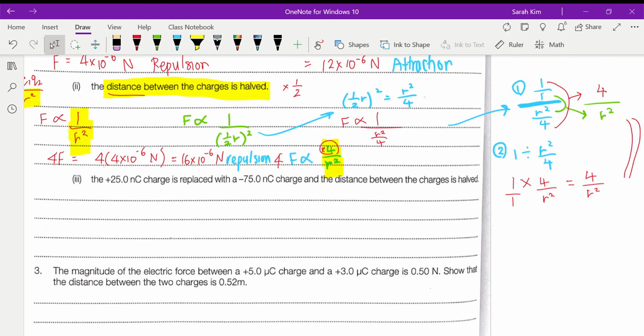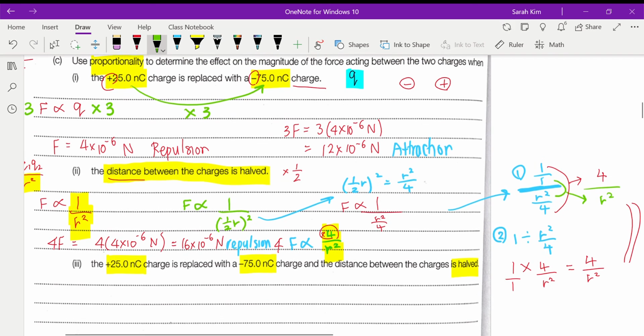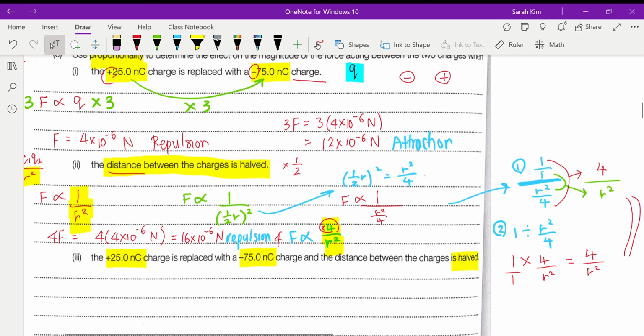Alright, let's try the last one. III. So what happens if this charge is replaced with a negative charge and the distance between the charges is halved? So when all of these happen at the same time. We know individually because it's done in I and II. In I, we timesed by 3. In II, we timesed by 4. So if both of them happen at the same time, I would times 3 times 4. So that is basically what would happen to the F. So it's 12 times larger.